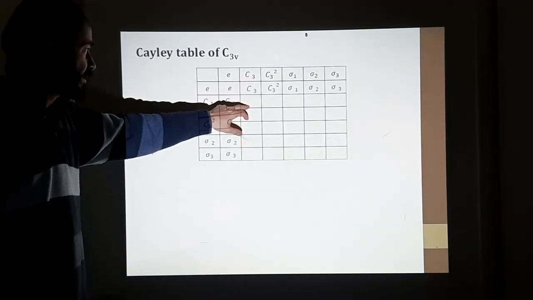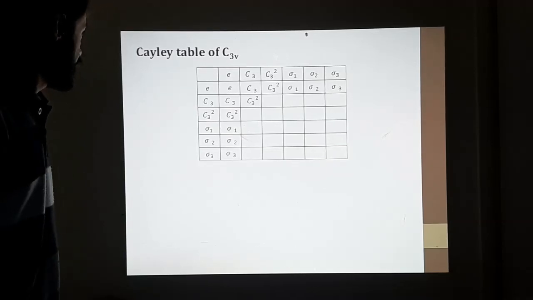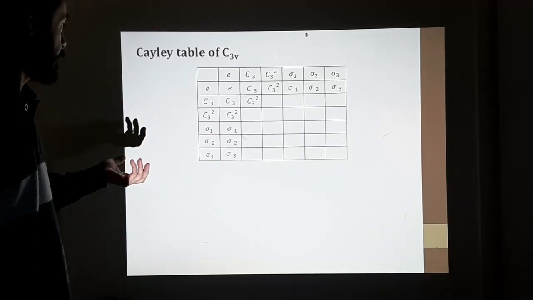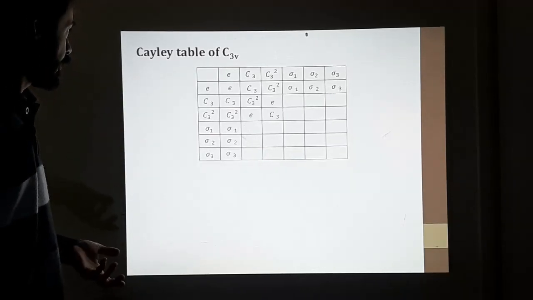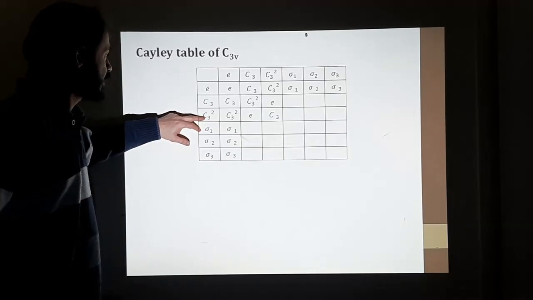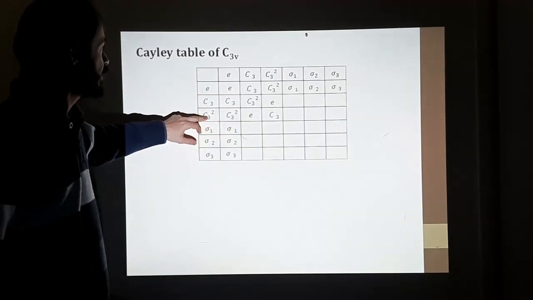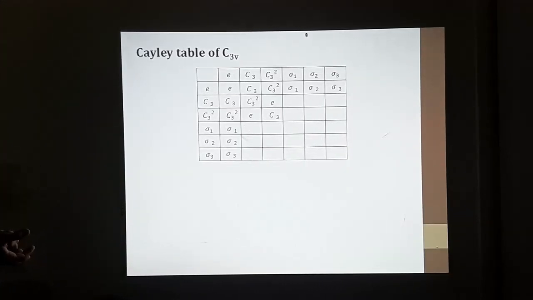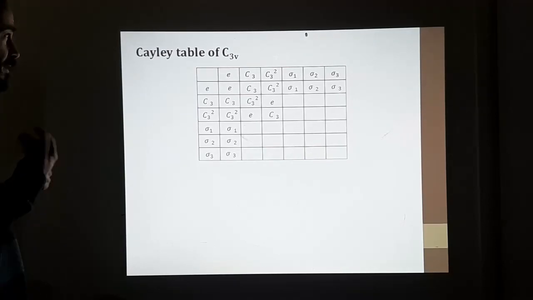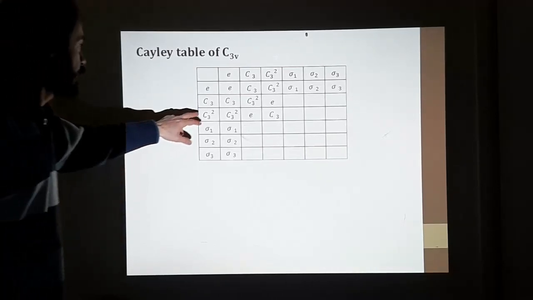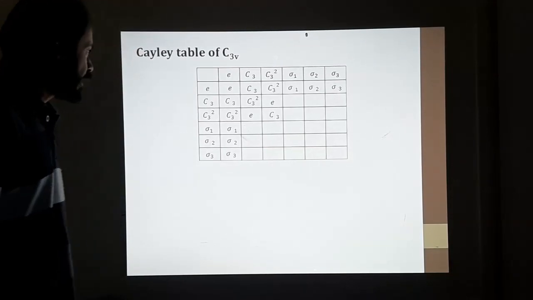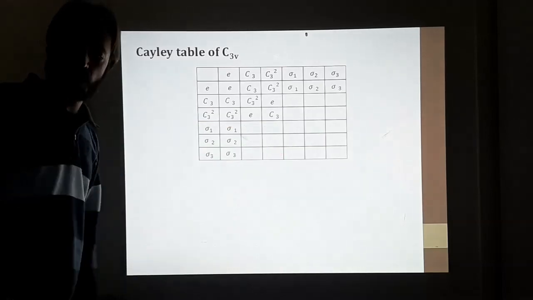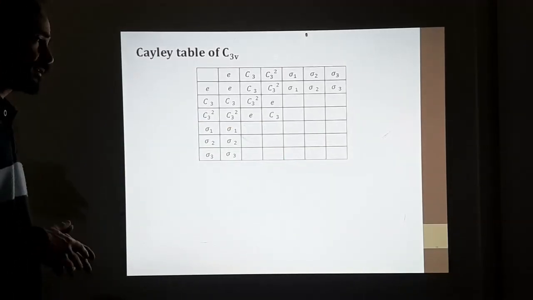Now C3 multiplied by C3 is C3 square. C3 multiplied by C3 square is C3 cube, meaning the rotation of 2 pi, or the identity. And C3 square multiplied by C3 is the identity. C3 square multiplied by C3 square is the rotation of 8 pi over 3. If you subtract 2 pi, which is 6 pi over 3, then you get 2 pi over 3. So it's C3.